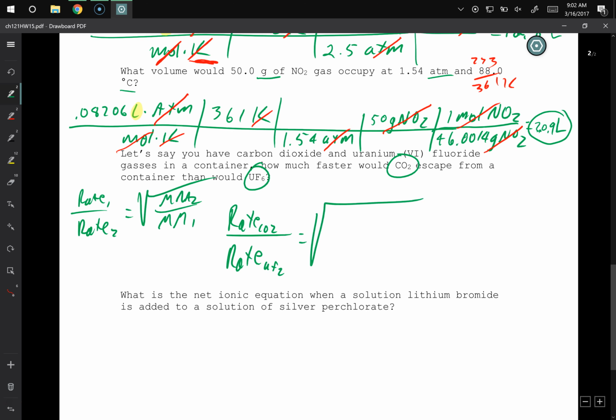So I'm going to take the rate of my CO2 divided by the rate of my uranium hexafluoride, which is equal to the square root of, in the denominator, 12.011 plus 15.9994 times 2, which equals 44.0098. And the numerator, I have no idea, a big number.